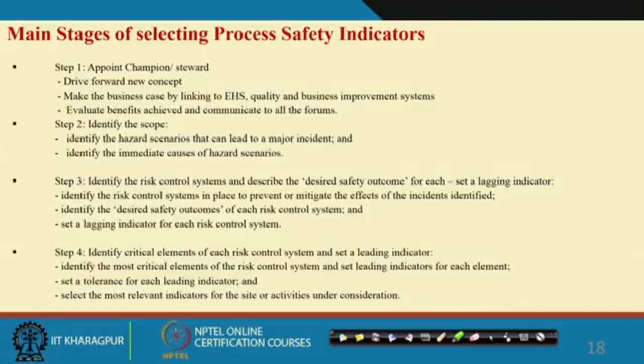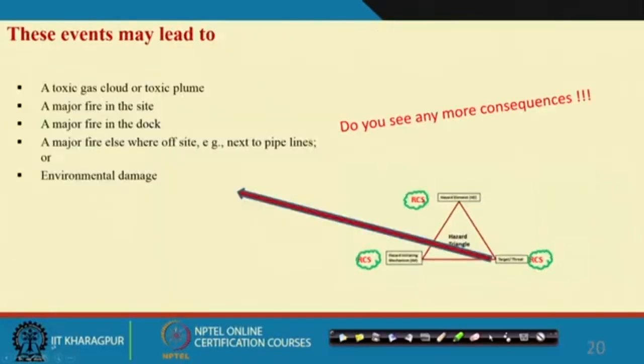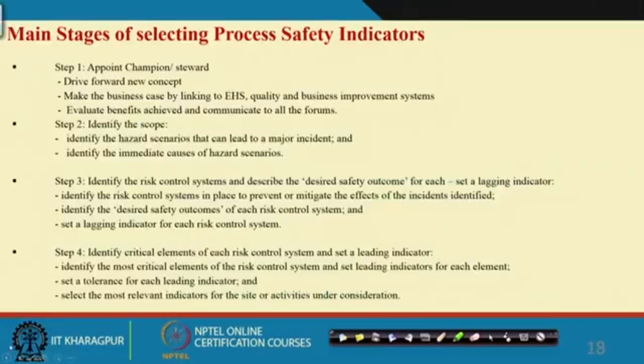So, what are the main stages of the process safety indicators which we have discussed? Appointing the champion who will drive the whole initiative, then we have to identify the scope, then find the safety outcomes and the lagging indicators, then find the leading indicators, and the rest is the analysis part.